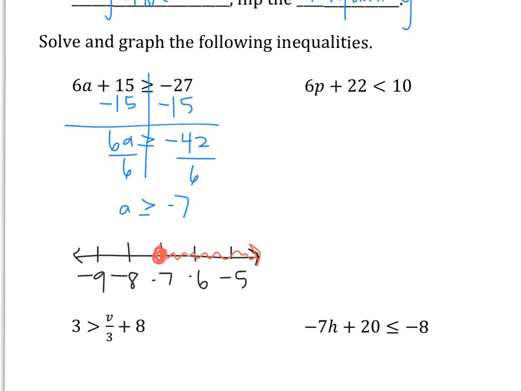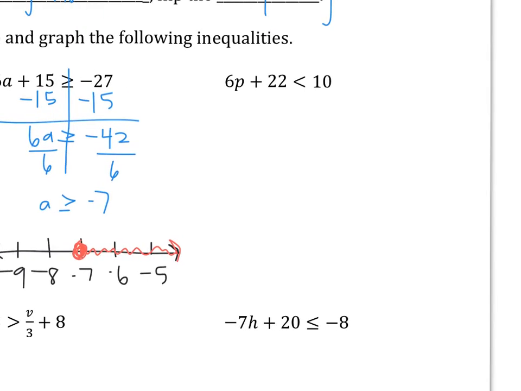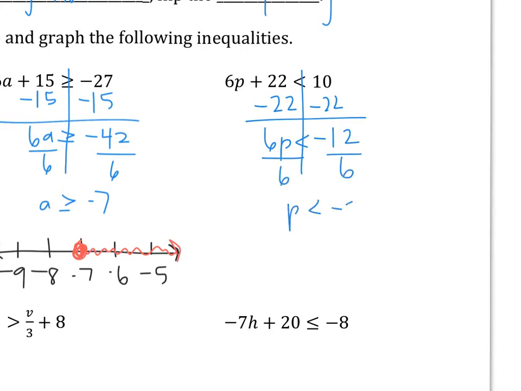Let's look at number 2, or the second problem. 6p plus 22 is less than 10. I'll go ahead and solve for my variable, and I'll subtract 22 and get 6p is less than 10 minus 22, which is negative 12. Then I'll divide by 6 and get p is less than negative 2.